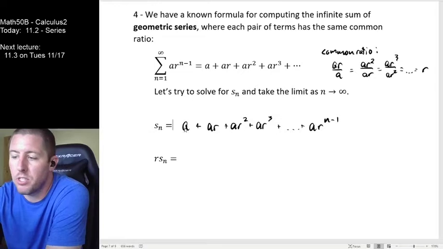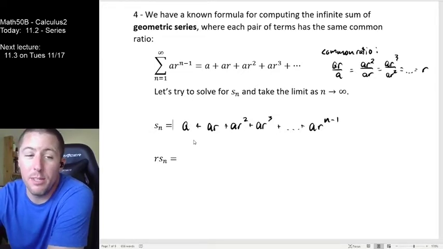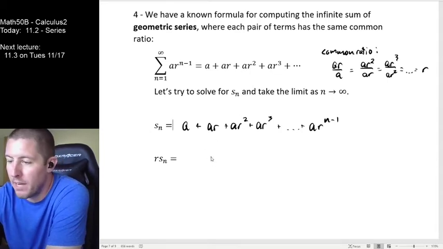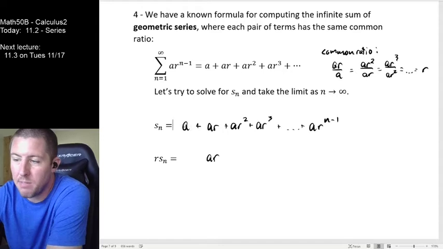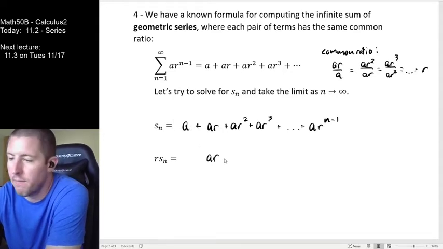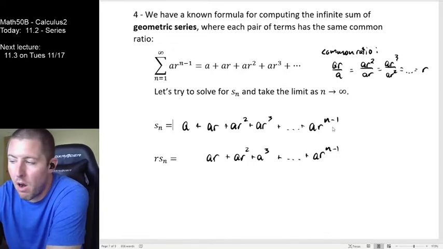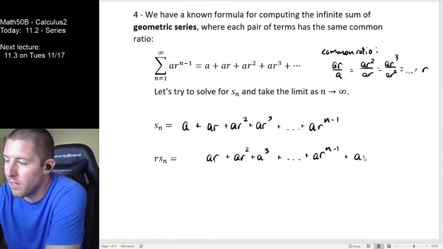Well, I can see that my first term, instead of just being a, is now a times r. But because I know I'm about to do a little bit of algebra, I am instead going to line it up with its buddy right here. So a times r became ar for our first term. Our second term is now ar squared, ar cubed. We are going to get out to ar to the n minus 1, but this gets multiplied by r as well, and we're going to get as our final term ar to the n.